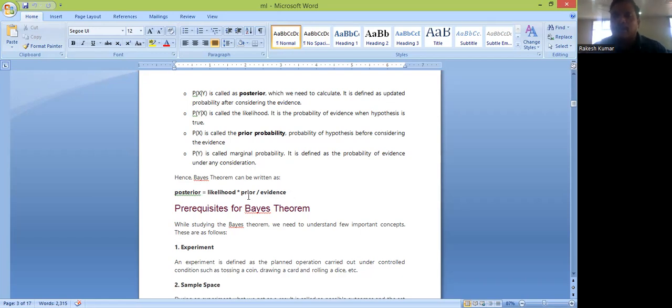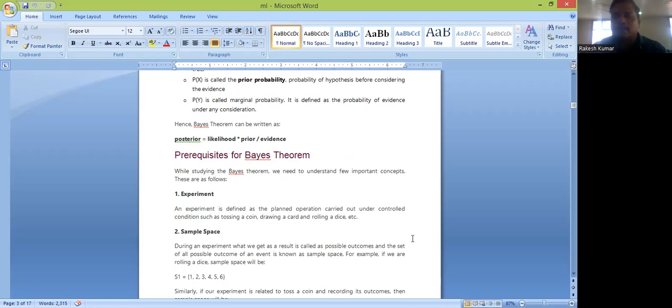This is the prior. This is the likelihood. Whenever you're writing about Bayes' theorem, this formula is very useful. What is the posterior? The posterior is P of x given y. P of x given y is called the posterior. P of y... and the likelihood. What is the likelihood here? The likelihood is P of y given x. What is the prior? The prior is P of x. The evidence is P of y.